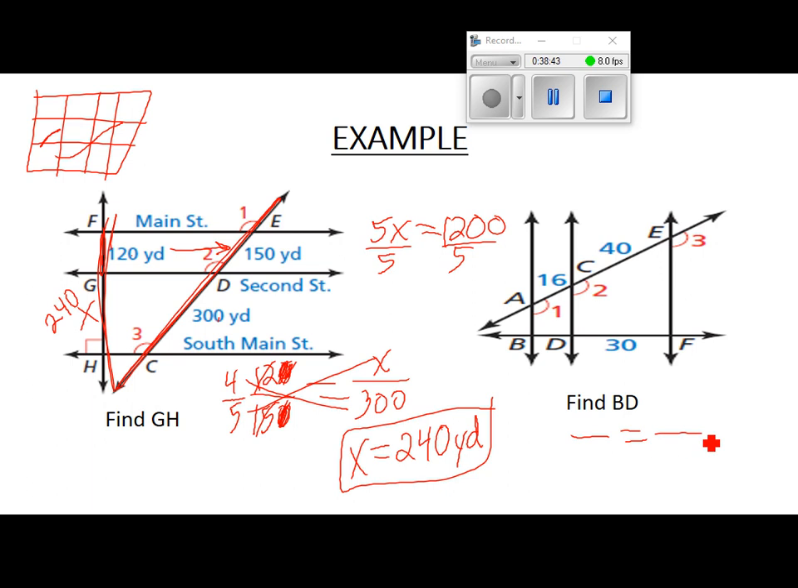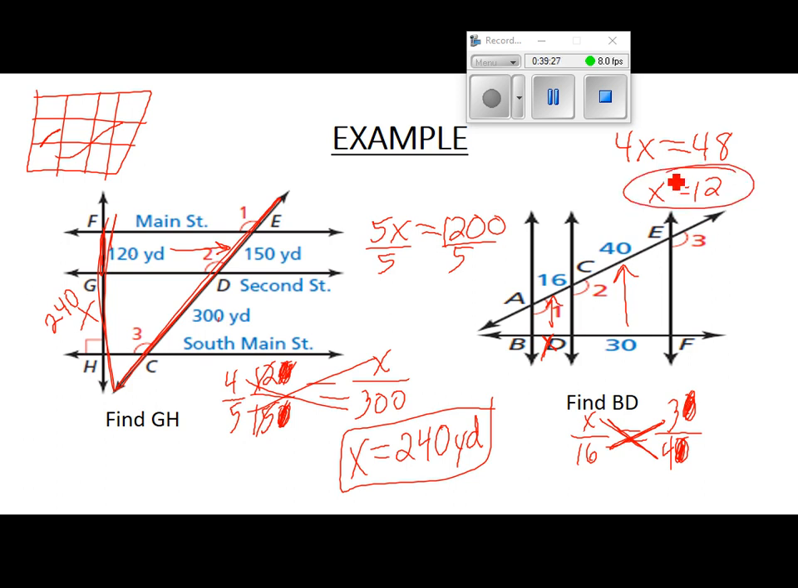Next one, tell me how to match this up. We're looking for BD, which is right there. X is to 16 as 40 is to 30. Be careful. Right. X is to 16. Oh yeah, that's 30. We got to go backwards this way, right? So 30 is to 40. Could you reduce that 30 over 40? Yeah. To what? 3 over 4. Might make the multiplying a little easier. Multiply this way, what do you get? 4x equals 48. What's x equal? 12. And they didn't give us any units this time, so just 12.